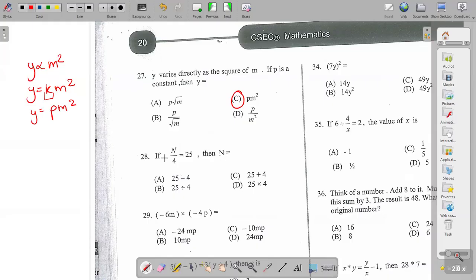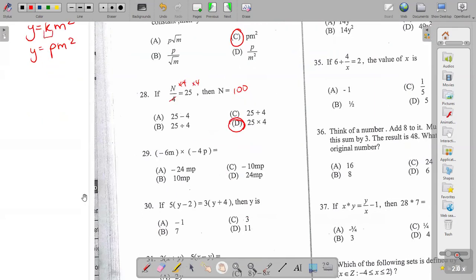How do I find N? N is being divided by 4. So if you want N, you multiply by 4, which is the opposite. Whatever you do on one side, you do on the opposite side. This and this cancel. 25 times 4 is 100. So our answer means 25 times 4. It didn't ask us for the answer. It asked us what we should do to find N. So same thing here. All right, let's go.